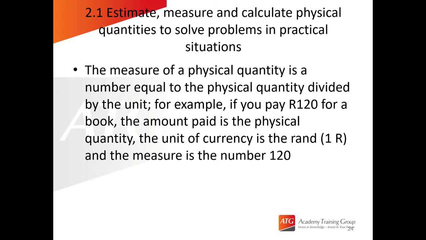The measure of a physical quantity is a number equal to the physical quantity divided by the unit. For example, if you pay 120 Rand for a book, the physical quantity is the amount paid, the unit is the currency, the Rand, 1 Rand, and the measure is 120.